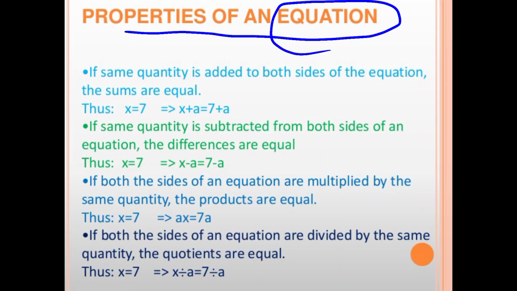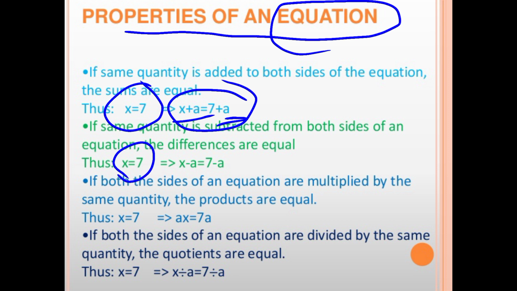Okay, see, you can see here. This equation x is equal to 7 is an equation, right? Here a has been added on the left hand side. So we have to add a on both sides. Similarly, this is an equation x is equal to 7. Here a has been subtracted from x. On the right hand side, a is subtracted from 7, right?